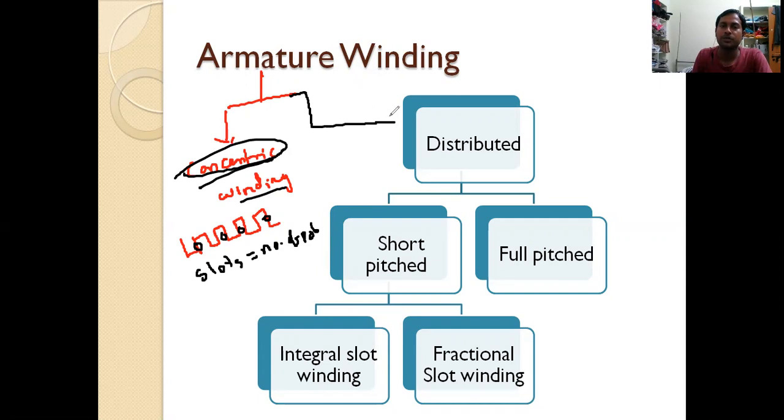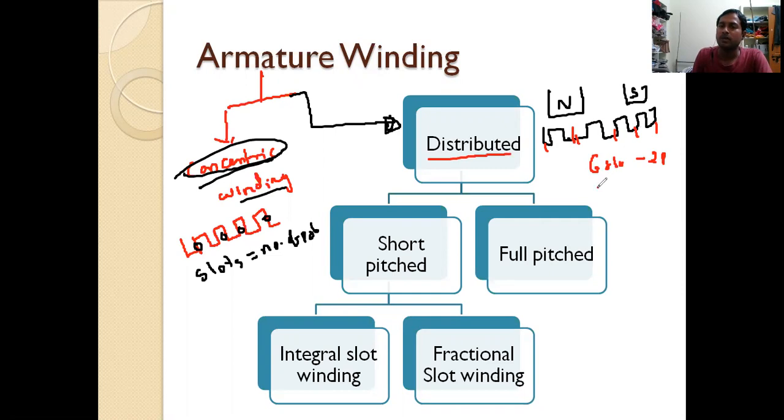The next one is distributed winding. In this distributed winding, for example, if you take this north pole and this south pole, and these are the slots, the number of slots is more. 1, 2, 3, 4, 5, and one more is 6. Six slots are there, but two poles. So in distributed winding, the number of slots is greater than the number of poles.